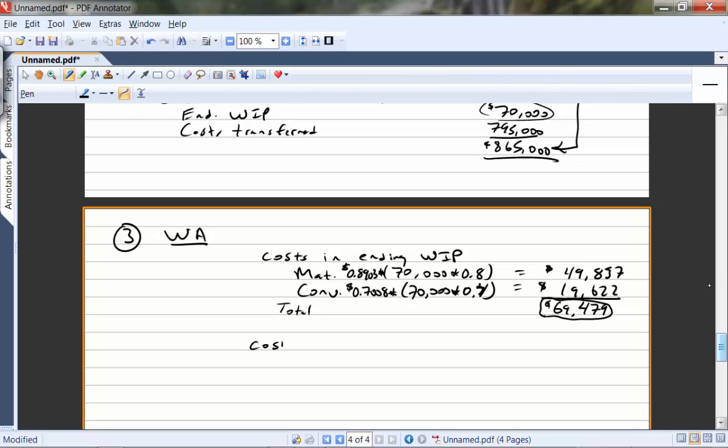And then finally, here's our estimate under weighted average for the costs that were transferred out from etching to the wiring process.